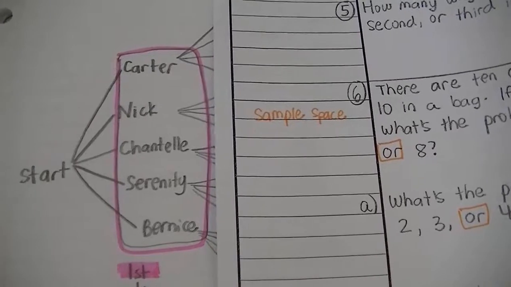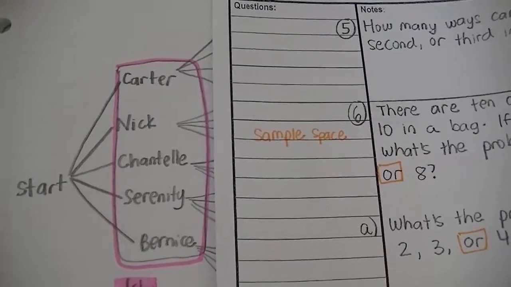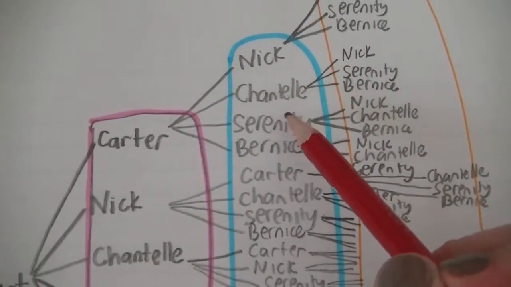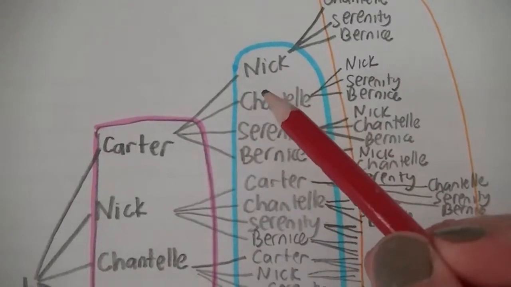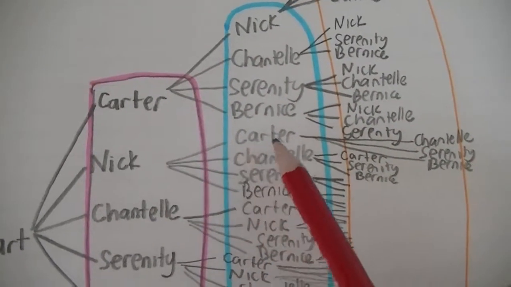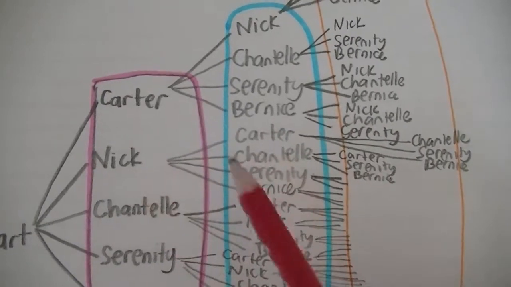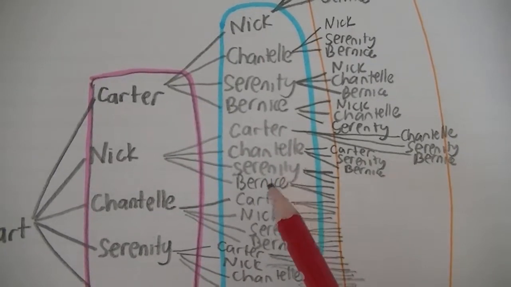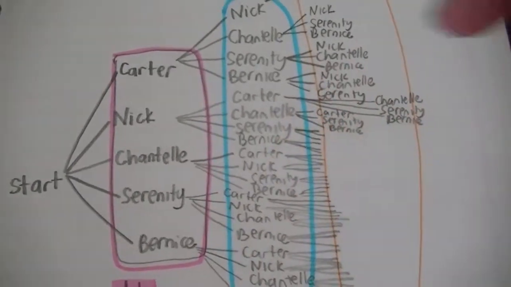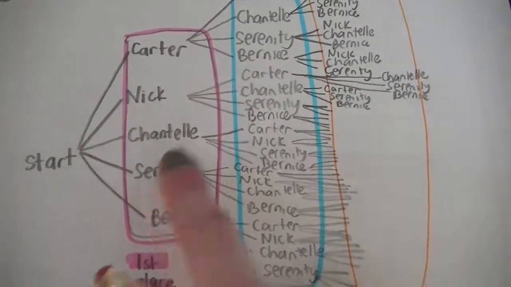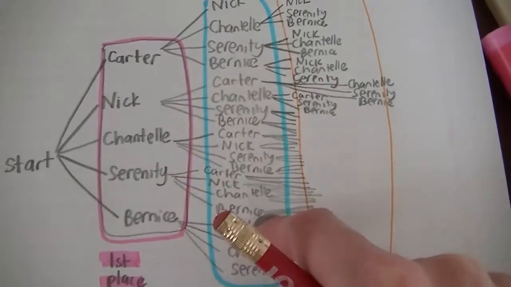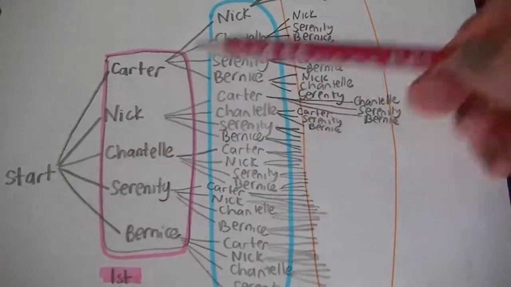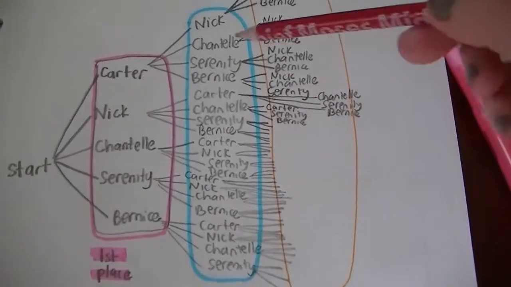So let's go back to the Carter example. Carter takes first place. Well, to take second place, you've got either Nick, Chantel, Serenity or Bernice that could take second place. If Nick took first place, only these 4 folks could take second place because Nick can't take second place also. So Carter could take second, Chantel could take second, Serenity could take second, or Bernice could take second place. So you'll see that after we have our first place person, for the second place person, there's only 4 possibilities.